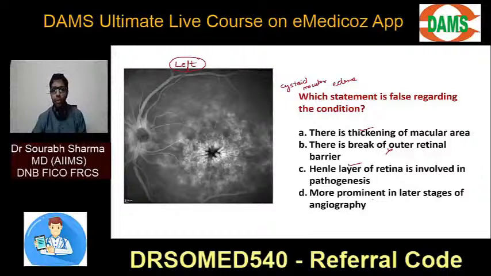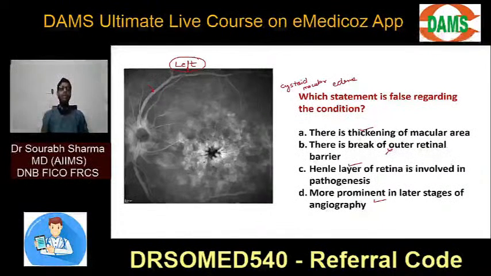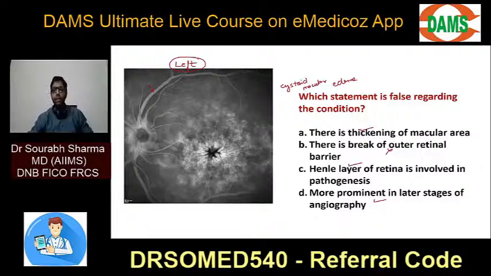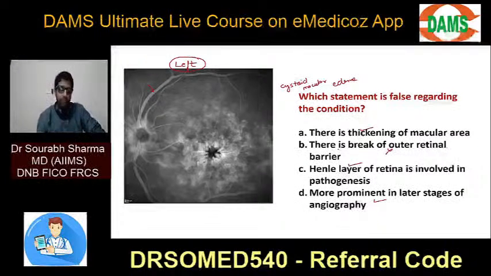And I told you, it is more prominent in late stages. You can see the dye is almost over. You see, the dye is already leaving the eye almost. So in late stages it is seen. More prominent in the late stages. So it is a break of the inner barrier. So B is the answer of this question.